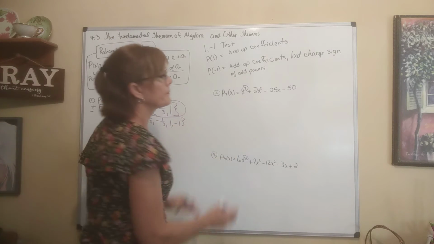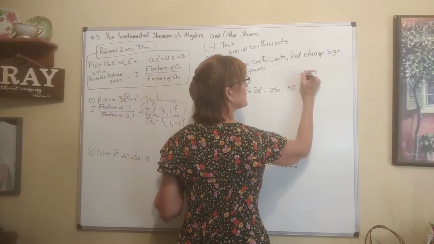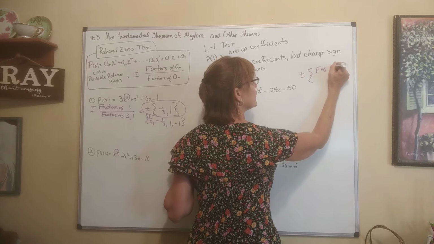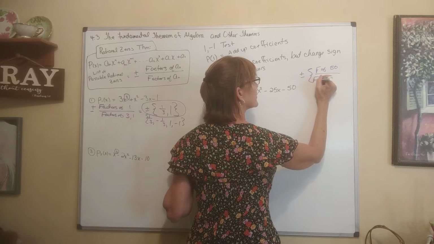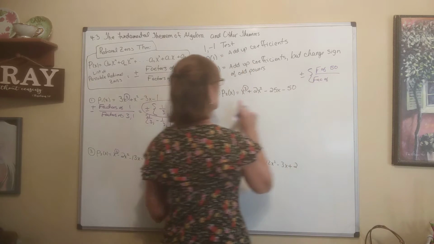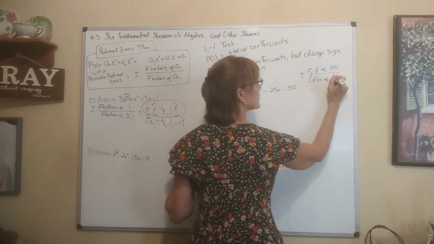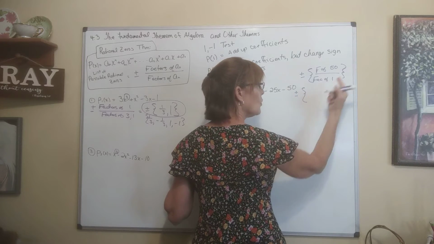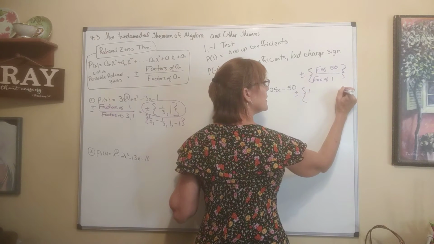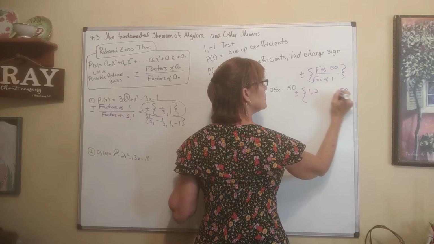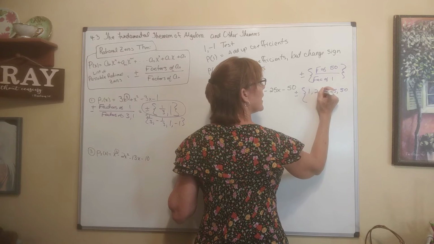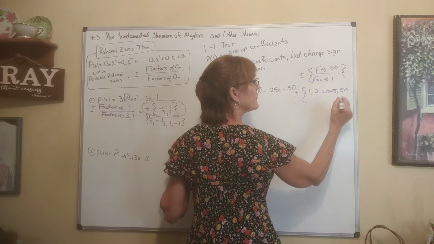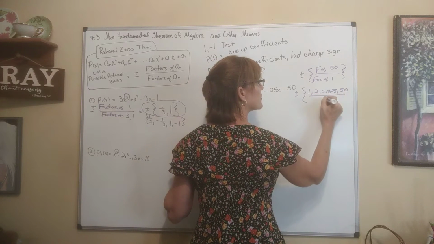How could we apply it here? All right, well, the possible list is going to be plus or minus factors of 50 divided by factors of 1. The coefficient of the leading term is 1. All right, well, let's see. This is going to be plus or minus. What are the factors of 50? 1 times 50, okay. 2 times 25. And 5 times 10, and there aren't any factors in between 5 and 10. Over factors of 1, which are just 1.